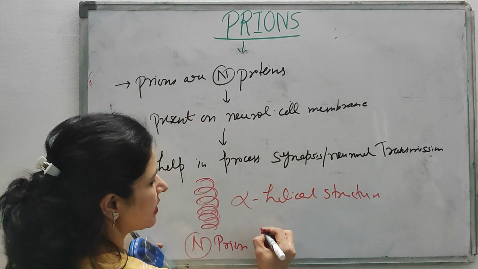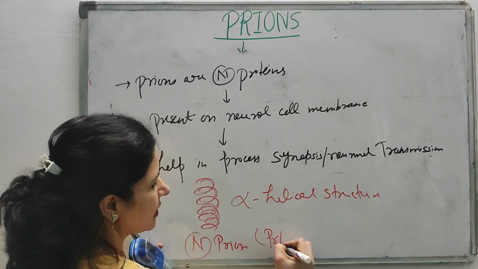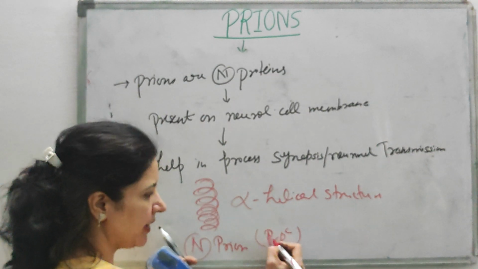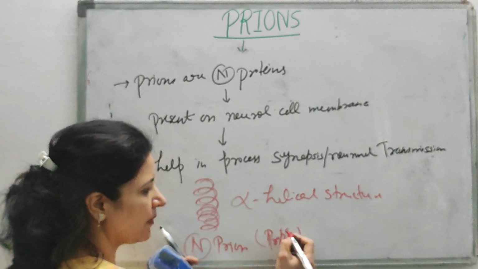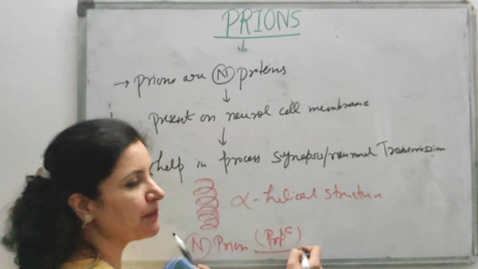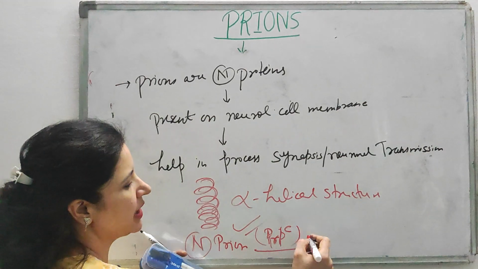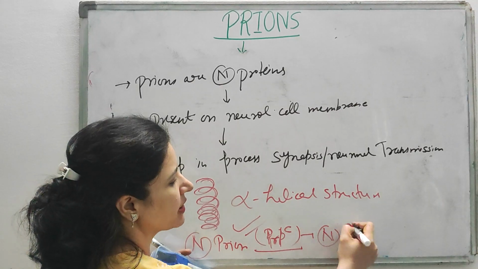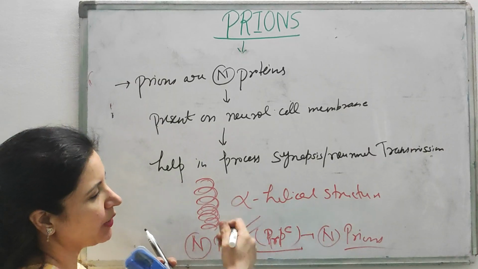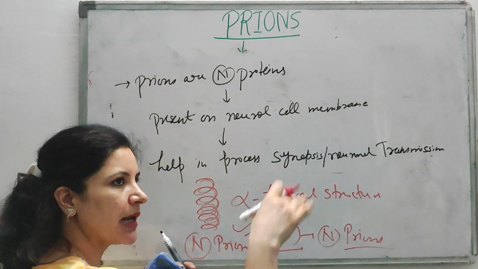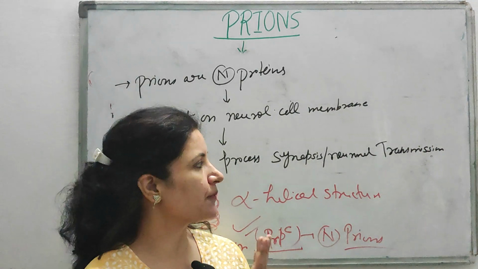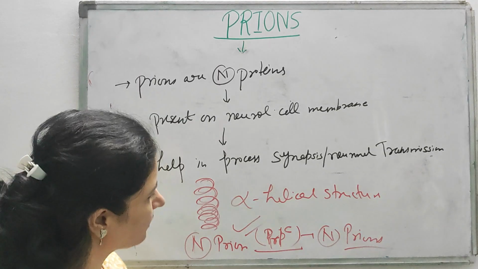The scientists gave this the name PrPC: capital P, small r, capital P, and C written as a superscript. So these are written as PrPC, and these are your normal prions. These are not infectious particles, and this normal protein is present in the cell membrane of neurons and helps in the process of synapses, or you can say neural transmission.